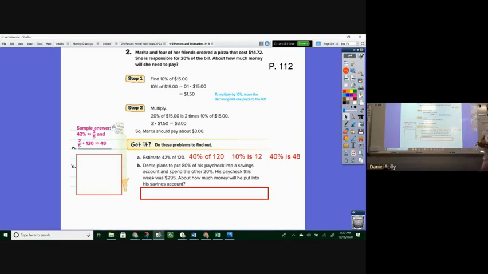Next one, Dante is putting 80% of his paychecks into a savings account and spend the other 20%. His paycheck this week was $295. How much money is he going to be saving? Okay, how much money is he going to be saving? Go ahead and work this one on your own.